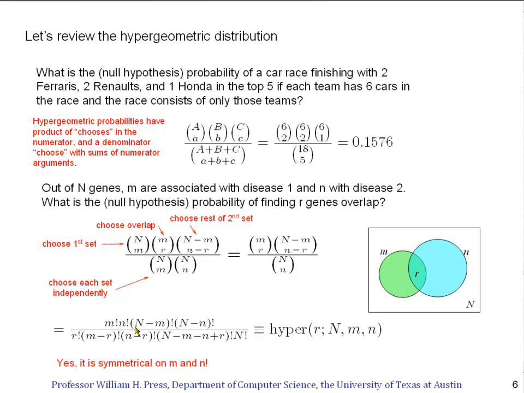And we're going to write this in the case where there are simply two products in the numerator. Up here was a case where we had three products in the numerator, but in the two case, we'll write this as hypergeometric probability of finding R overlaps out of n total genes where m is in one set and n is in the other set.